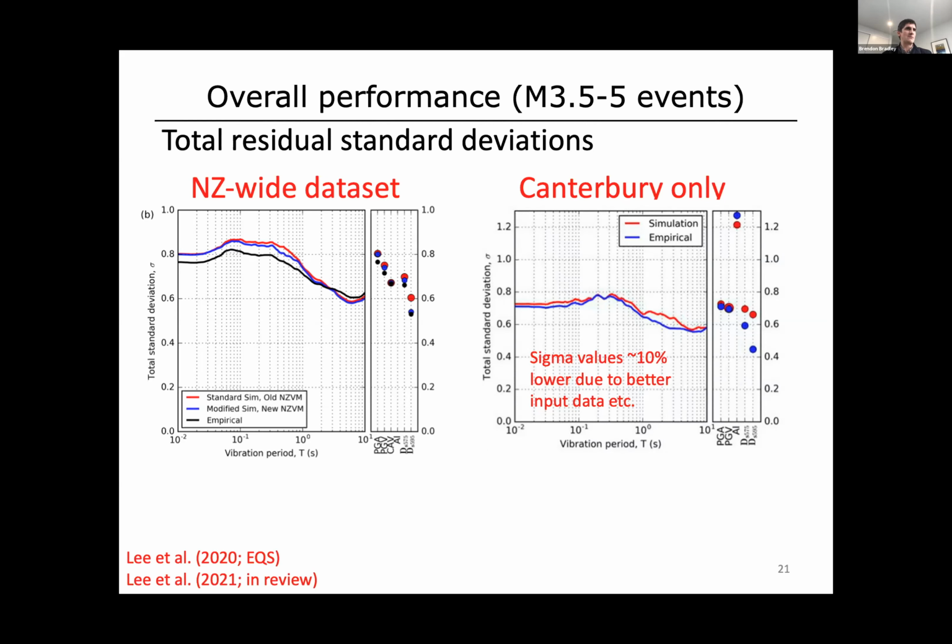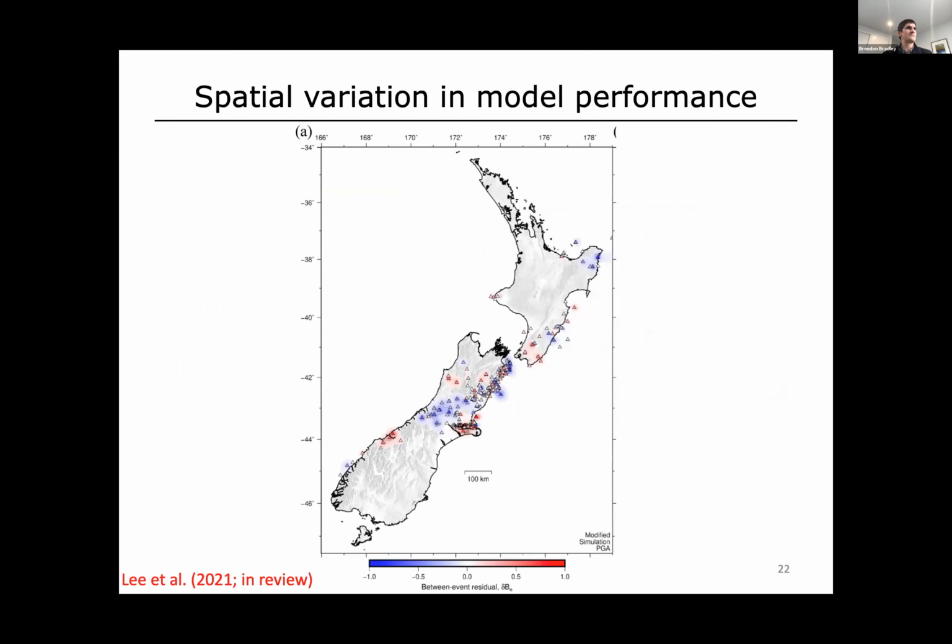And then the Canterbury specific data is shown on the right. And so we have about 10% lower sigma values in terms of our misfit, just illustrating the fact that we have better constraint on the velocity model and other input parameters for that region, which comes back to sentiments that Ricardo was mentioning previously as well.